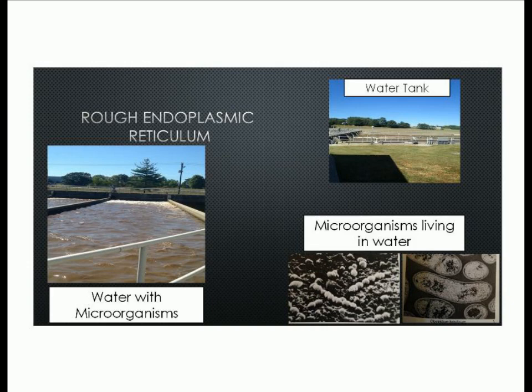Rough endoplasmic reticulum. This organelle is small tubes composed in a network with ribosomes bound to help contribute with protein synthesis. The endoplasmic reticulum has many functions, but what makes the rough ER different from the smooth ER is the ribosomes. This is like the microorganisms in water.